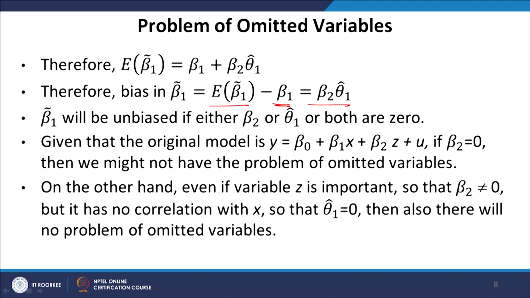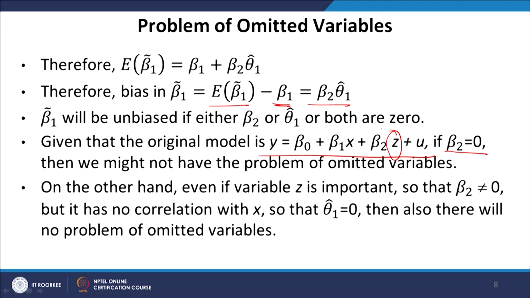So, we can see that beta 1 tilde will be unbiased if either beta 2 or theta 1 hat or both are 0. Given that the original model is y equals beta naught plus beta 1 x plus beta 2 z plus u, if beta 2 is equal to 0, then we actually do not have an omitted variable problem altogether, because in that case it shows that z is actually not explaining y. So, the problem of omitted variable is not there.